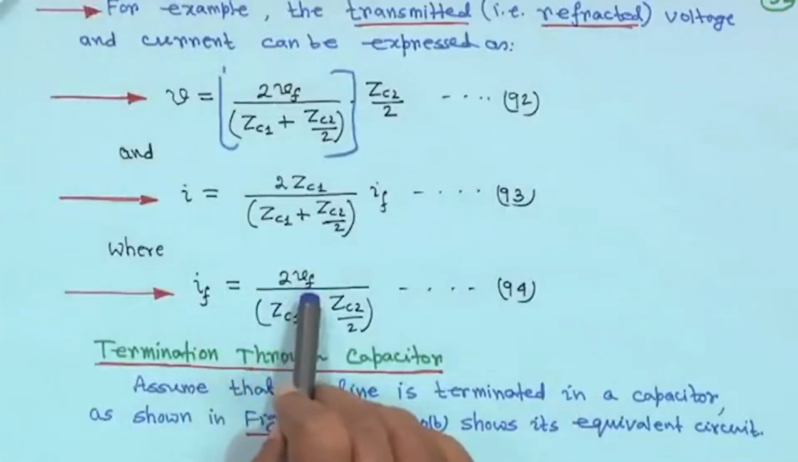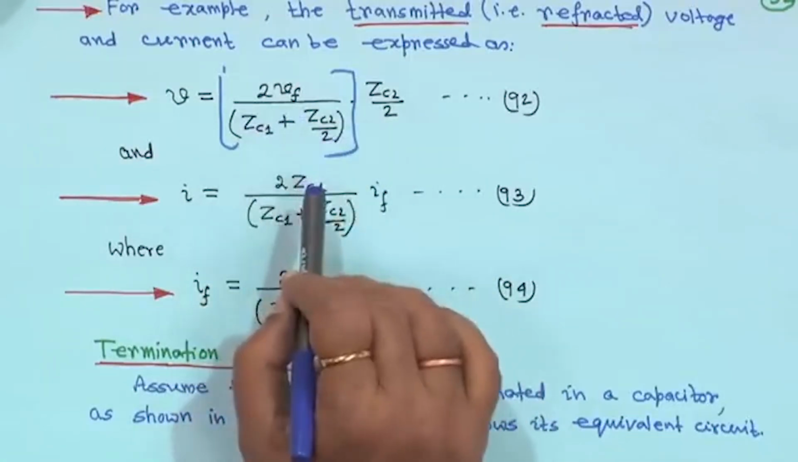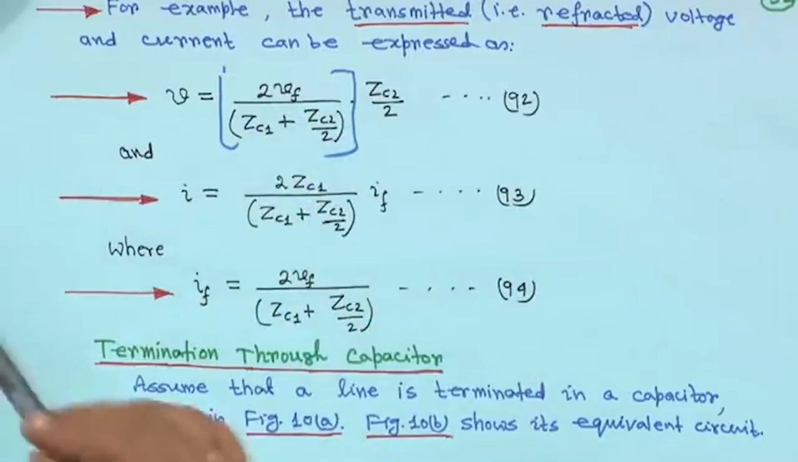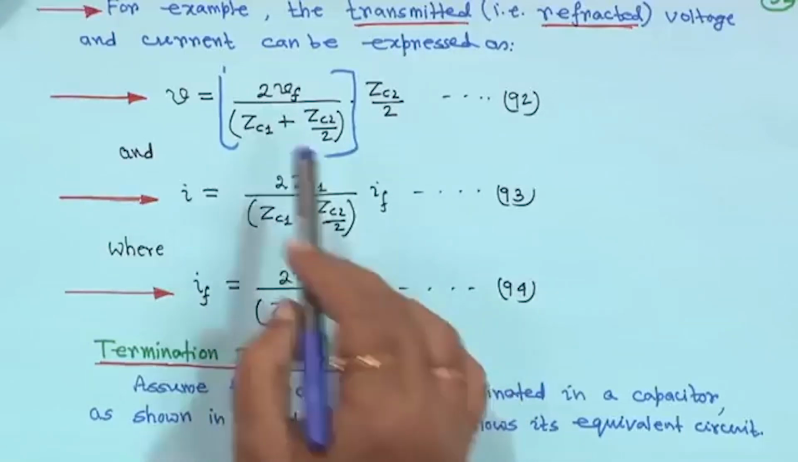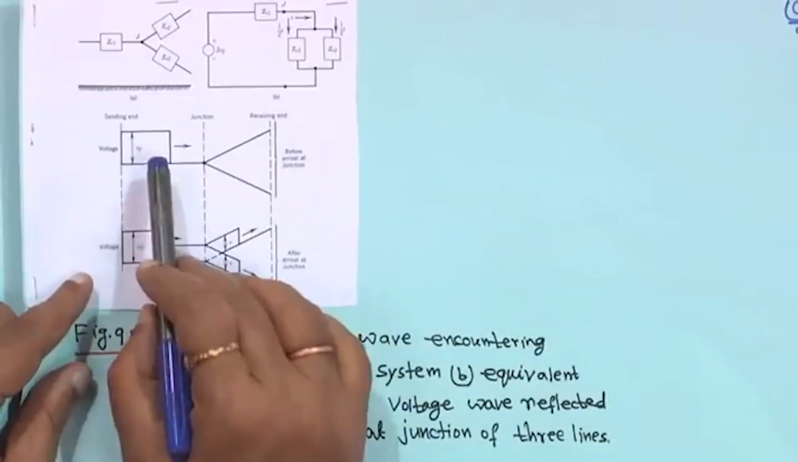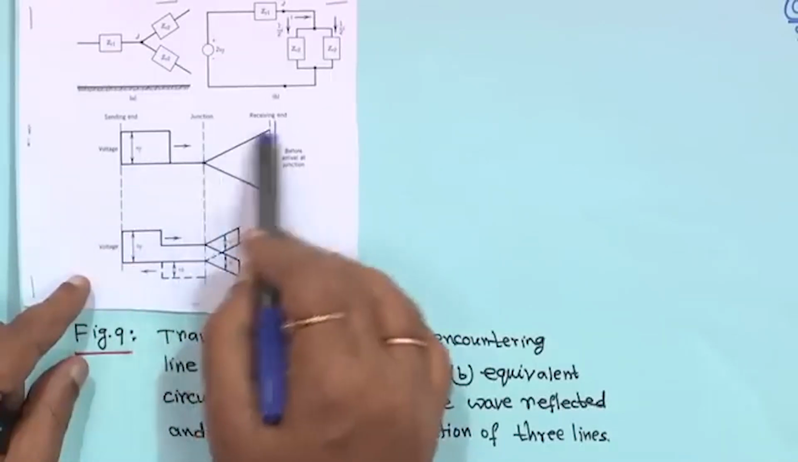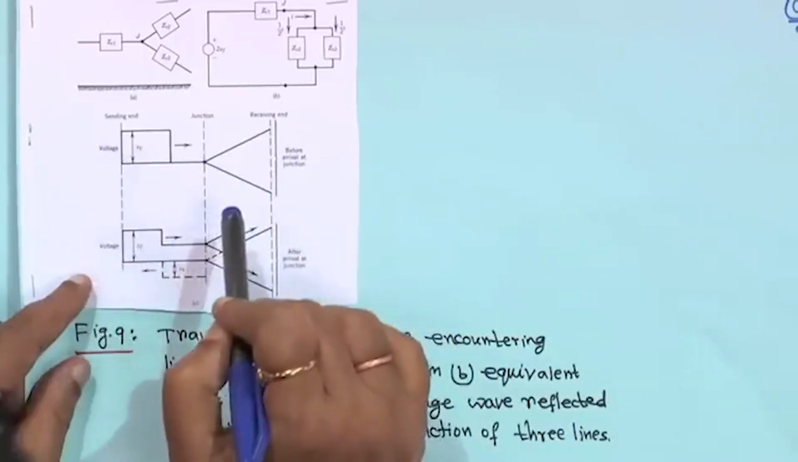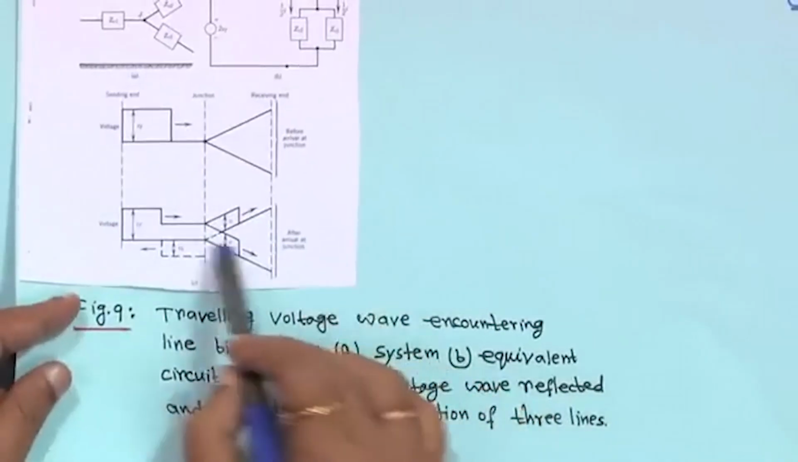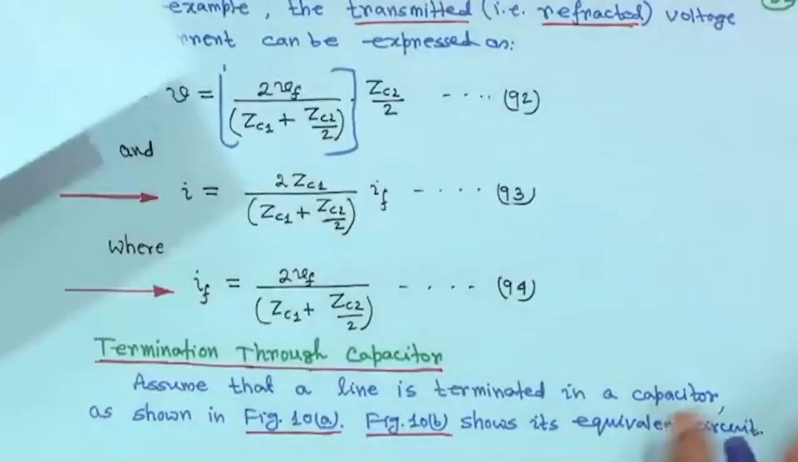Earlier it was in terms of ZC1 and ZC2 for two overhead lines with different characteristic impedances, or one overhead line and one cable connection; these expressions were derived for that case. In this case also, this is the forward voltage wave, this is the junction where the line is bifurcated, and this side is the receiving end. Before arrival at the junction the voltage was Vf. When the wave arrives at the junction, some will be reflected and some will be transmitted.